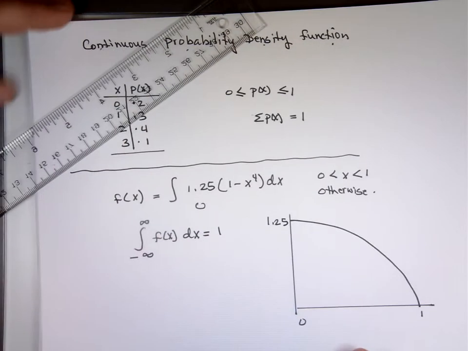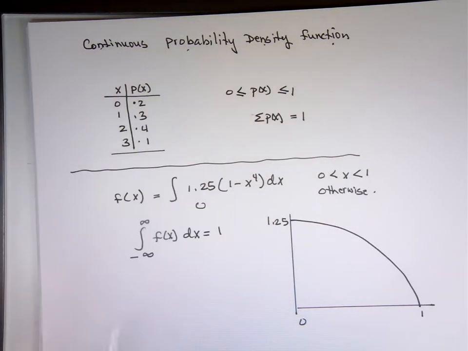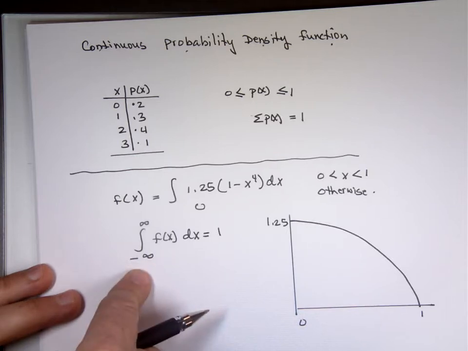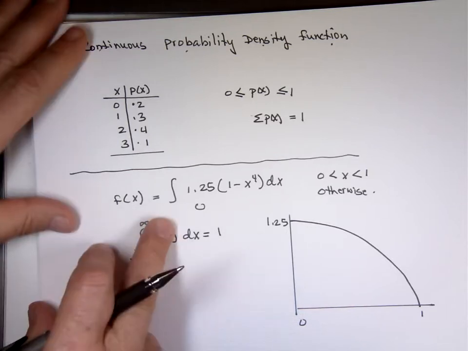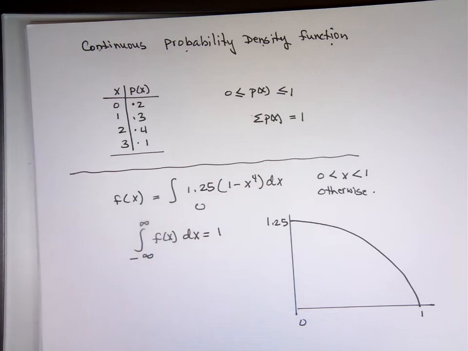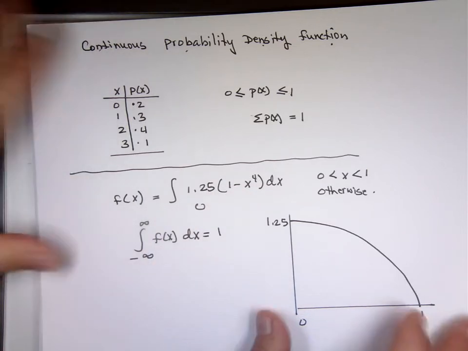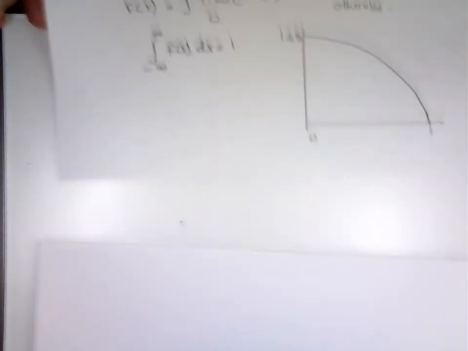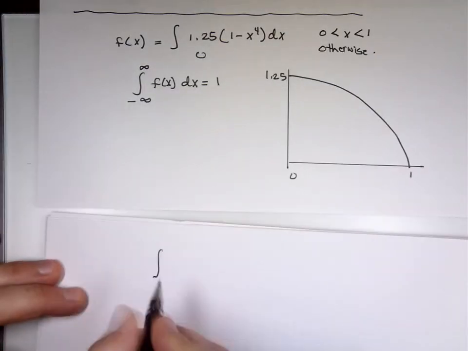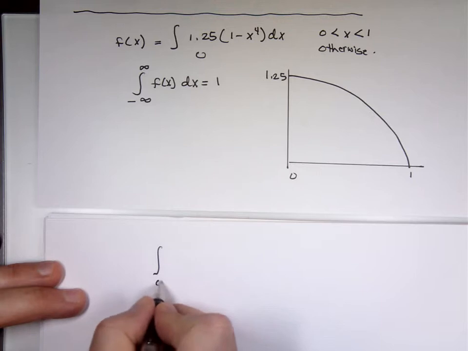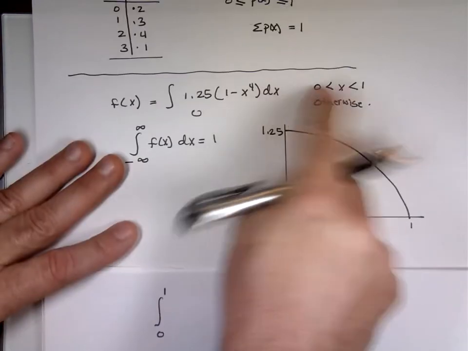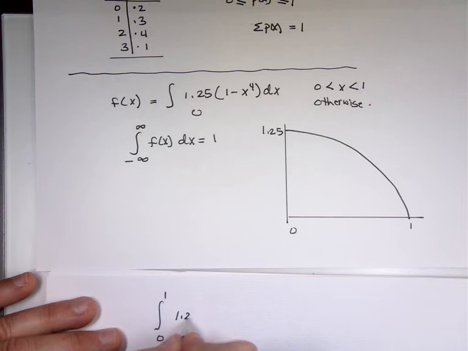Is this a valid density function? Well, to prove that, I have to integrate that from negative infinity to infinity. So let's see if that integral equals 1. If it does, that's a valid density function. Let's integrate. Now we'll take you back to calculus. You have to integrate from 0 to 1 because your function is only good from 0 to 1: the integral of 1.25 times (1 minus x to the 4th) dx.